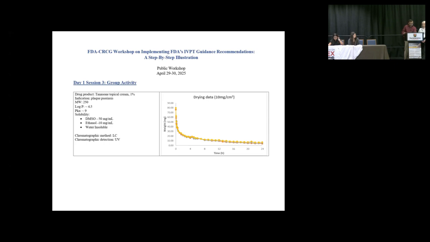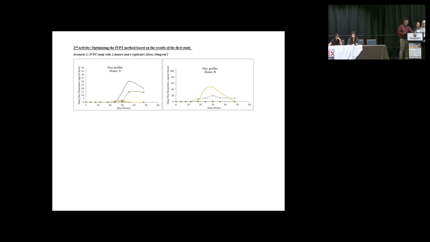If we go to the next slide, there are two data. We discussed that there are 2 points. One is the variability in the two donors, and the other is very low permeability observed in the remaining four replicates. So we discussed how to overcome this challenge.